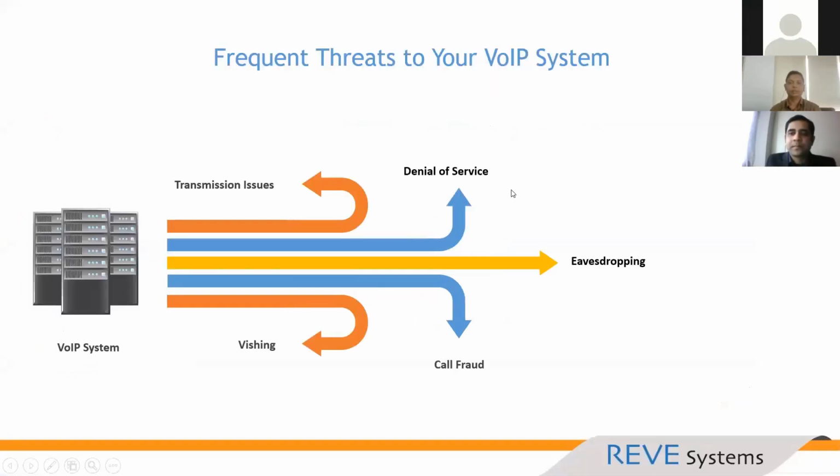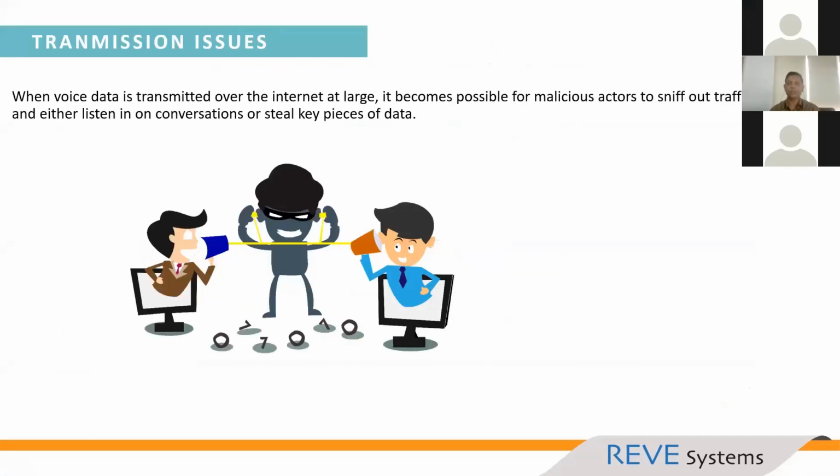Okay. So first we will talk about the threats we are getting in our network frequently. So these are the threats. You can see transmission, denial of service, eavesdropping, phishing, and the call fraud threat we are frequently getting in our network. So what is transmission threat? Transmission threat is someone sniffing your network and listening to the conversation you have within the network or stealing a piece of data from your network. So they are pushing something on your network to steal the data from the network.